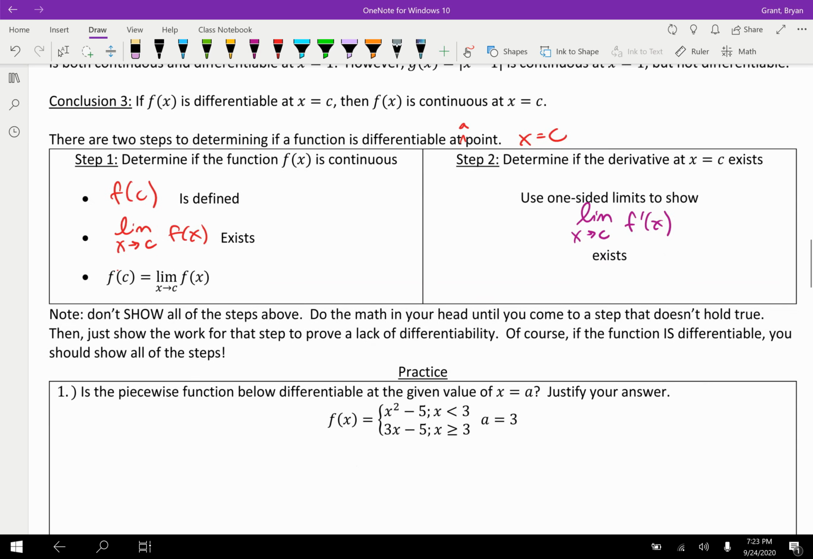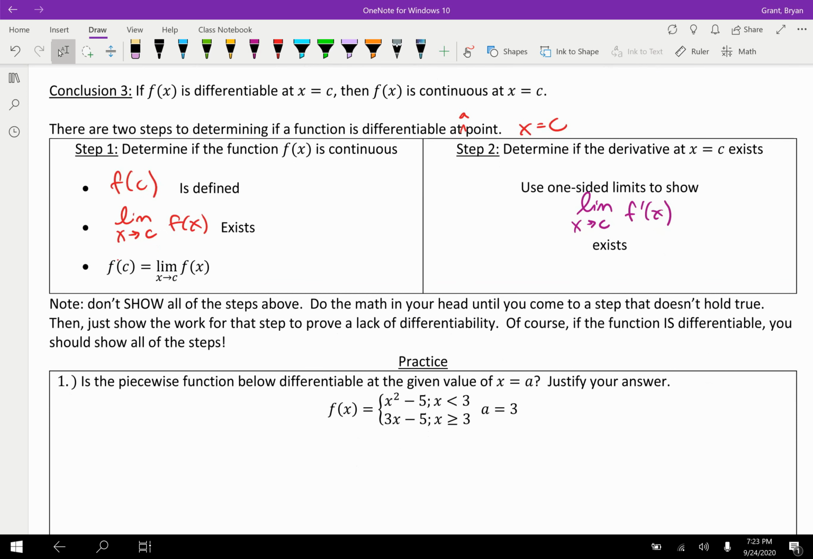Now, I do make a brief note here, and I think it's important, especially for the practice problems that will follow. Don't show every single step every single time. If you do that, you're going to hate your life over the next 8 problems, and this shouldn't be too terrible. What you really want to do is just quickly check all of these in your head until you come to a step that doesn't hold true, right?